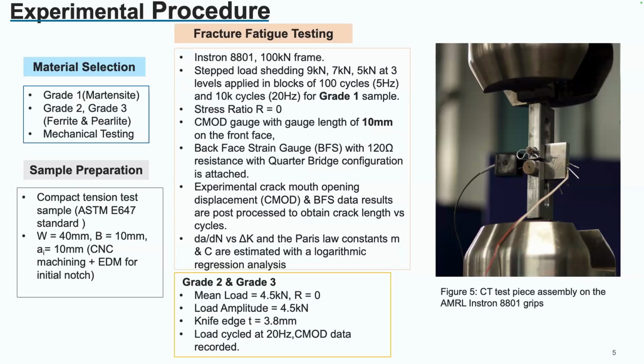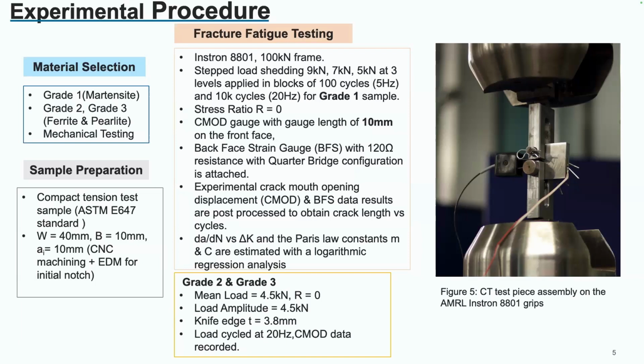So my Grade 1 is martensite, and Grades 2 and 3 are basically a ferrite-pearlite kind of microstructure. The difference between Grade 2 and Grade 3, I noticed, is that they have different percentages of pearlite. But I did not have the time just before the conference to determine the percentage of pearlite in them, which I'll be doing later. And then my sample preparation follows ASTM E647, which I mentioned earlier, and my W is 40.